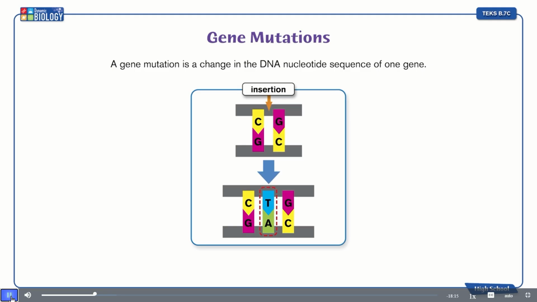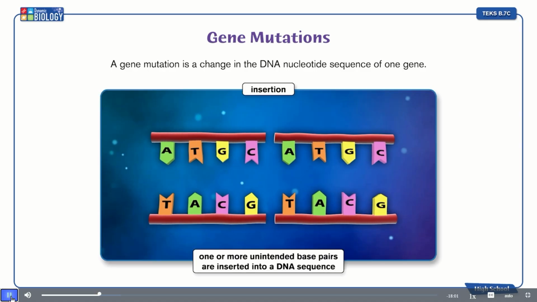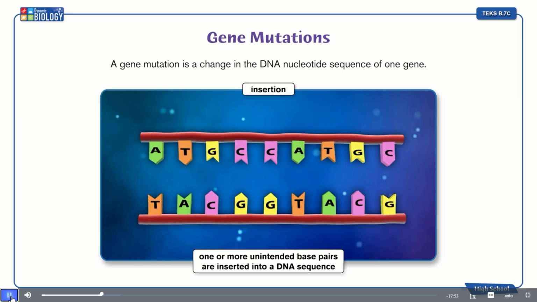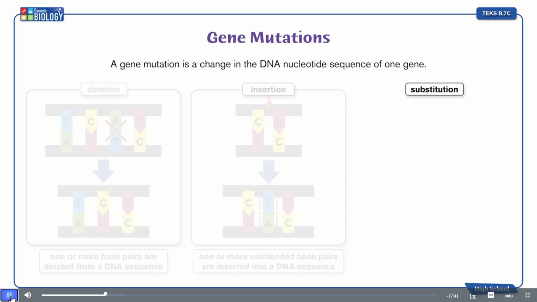An insertion is a mutation in which one or more unintended base pairs are inserted into a DNA nucleotide sequence. Let's watch an animation of an insertion. In this segment of DNA, a CG base pair is being inserted into the nucleotide sequence. All of the other base pairs in the sequence remain unchanged. Next, let's take a closer look at substitutions.